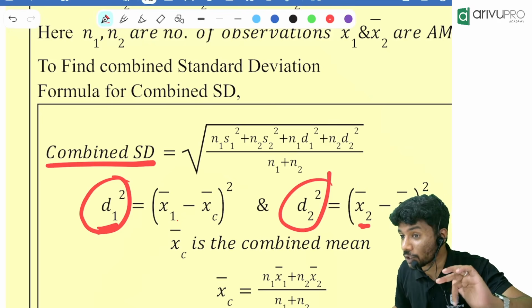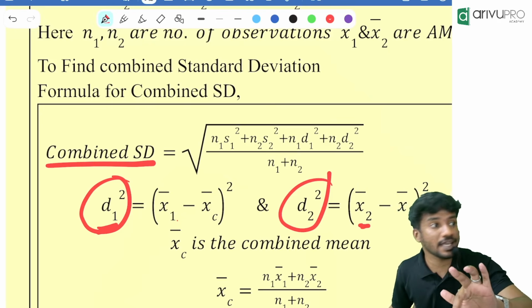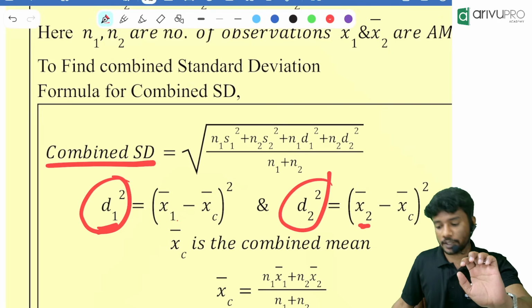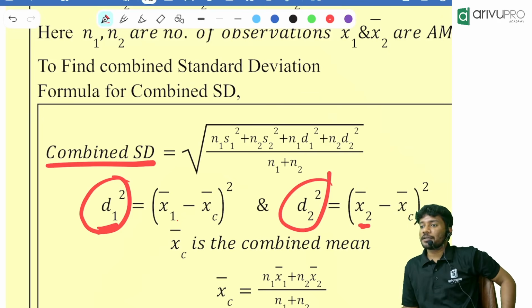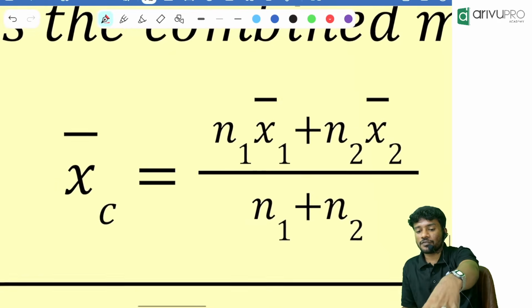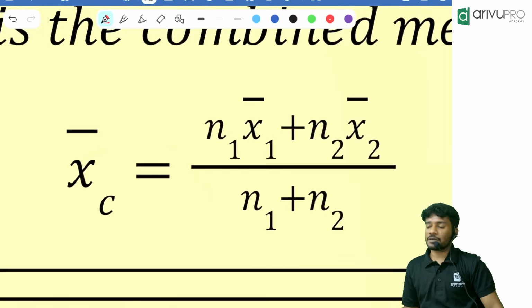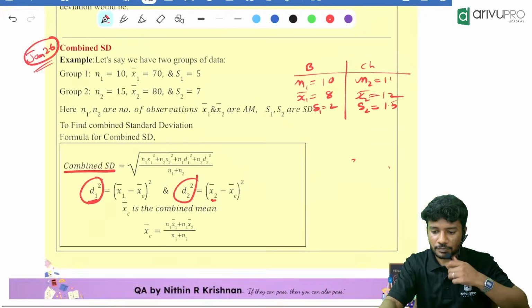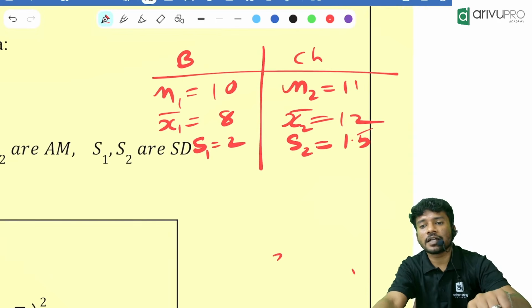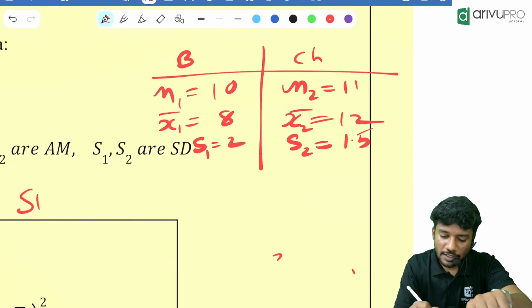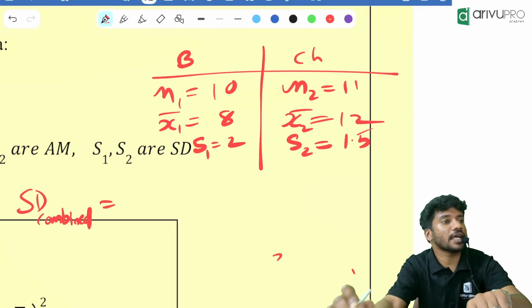Then D2 square is what? X2 bar minus XC bar, the whole square. Understood? What is this XC bar? Combined mean. Do you know the formula of combined mean? When two things are given, N1 X1 bar plus N2 X2 bar divided by N1 plus N2. Now people, can you get me the answer for this question? Combined SD. For this question, can anyone find me the answer?